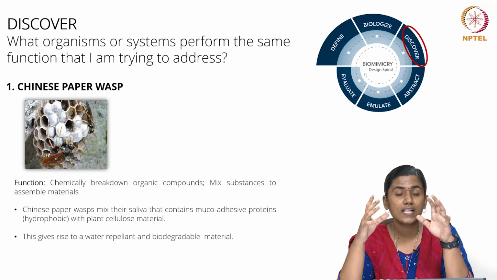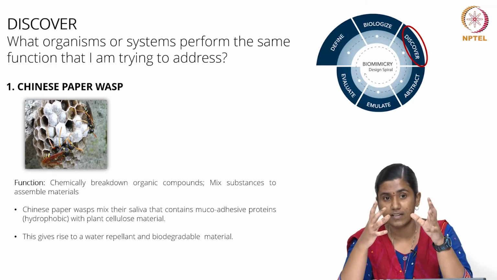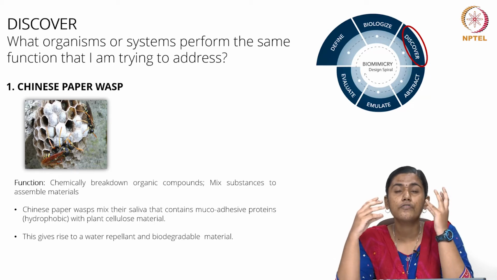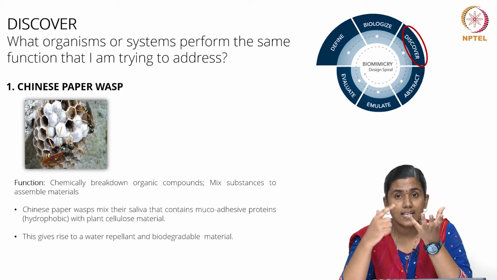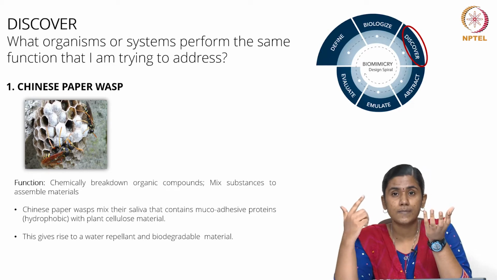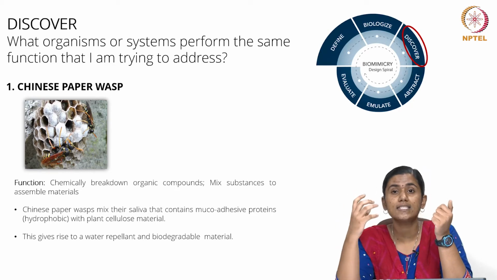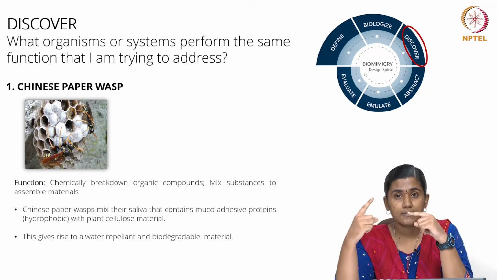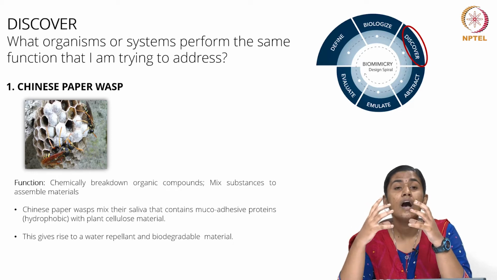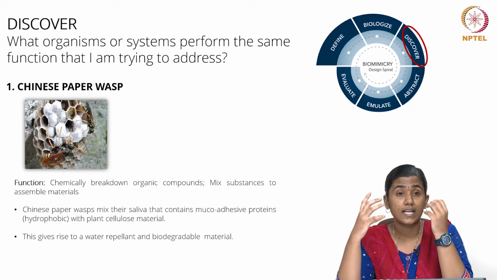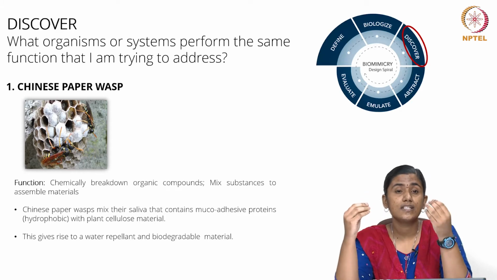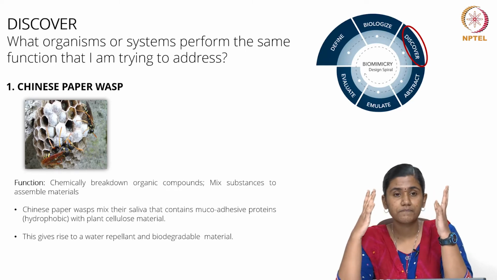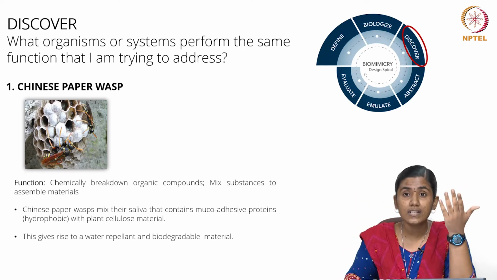As you can see, you're seeing the wasp's nest here. What this wasp does is, it has saliva, and this saliva has hydrophobic proteins. It combines its saliva with the plant's cellulose material. The plant's structural materials are made up of cellulose and hemicellulose. So this wasp combines its saliva with the plant's material, and this gives rise to a hydrophobic, water repellent, biodegradable nest, which it uses to stay during the rainy season. You can see the picture there, and that's how the wasp survives during the rainy season.